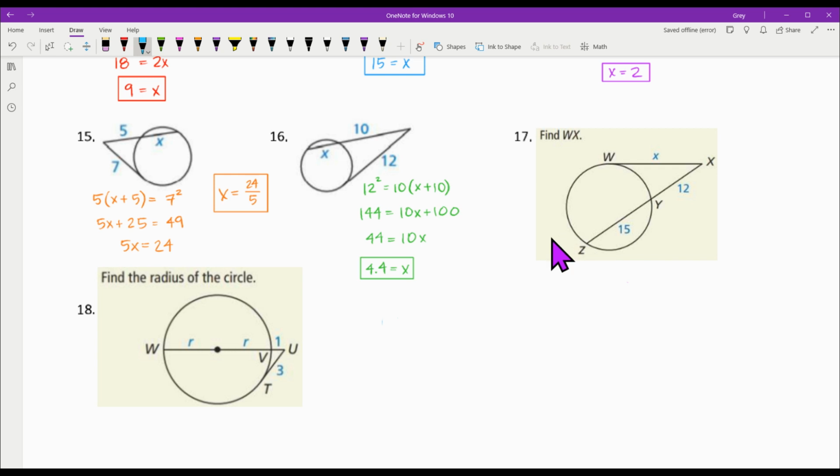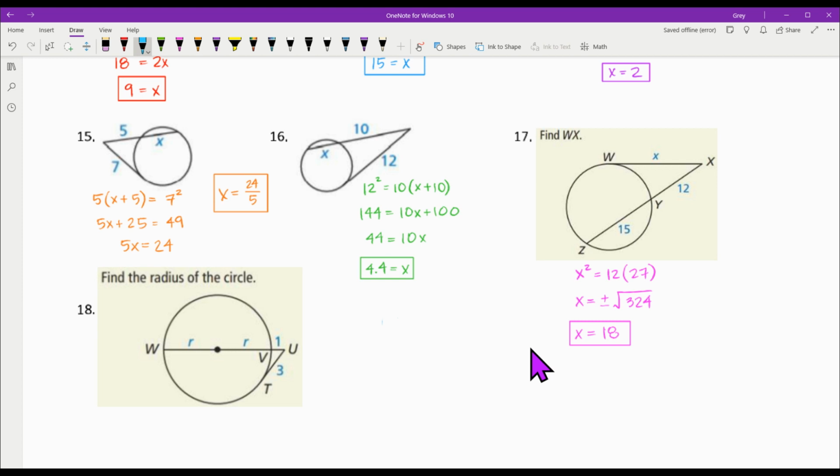Number 17, outside is x. Whole thing is x, so it's x squared equals, outside is 12. And the whole thing is 12 plus 15, which is 27. So x squared equals, I jumped the gun there. X squared is 12 times 27, which is 324. I'm going to take the square root of both sides and remember my plus or minus. I probably should have written that step in there for you. But again, I can't have a negative, and the square root of 324 is 18, so it's x equals 18. Sorry for jumping some steps there.